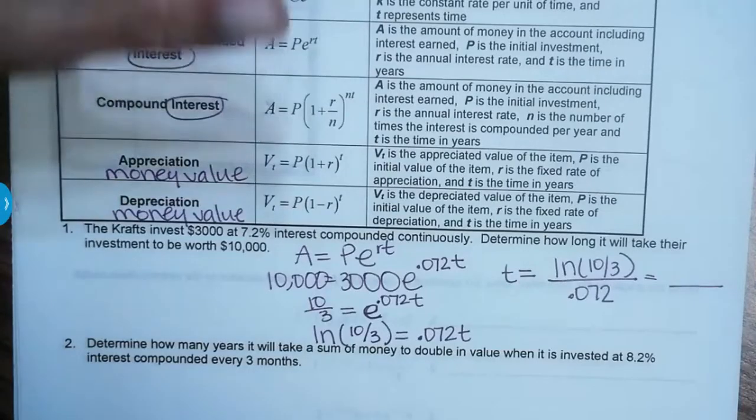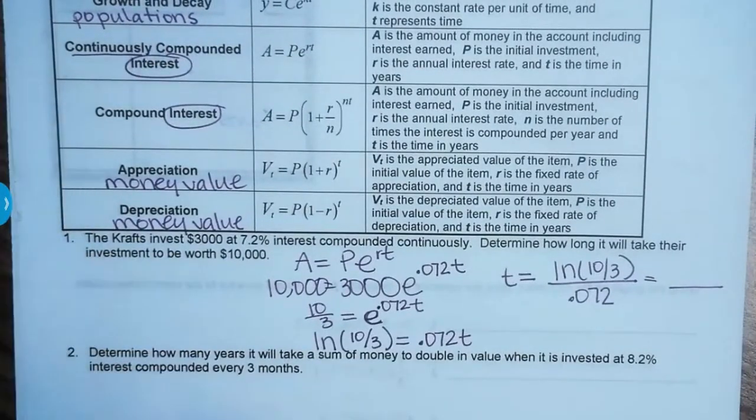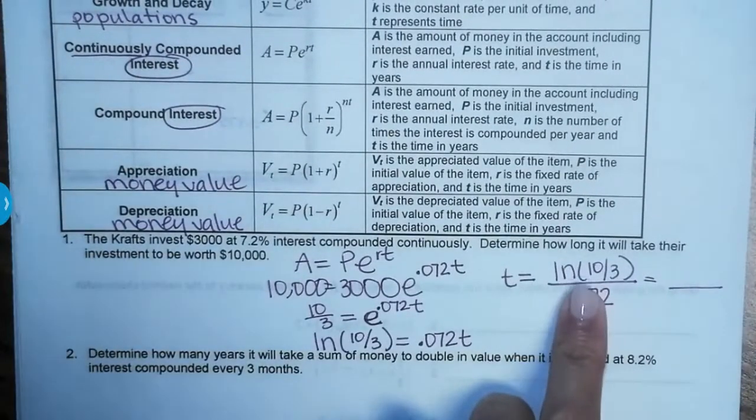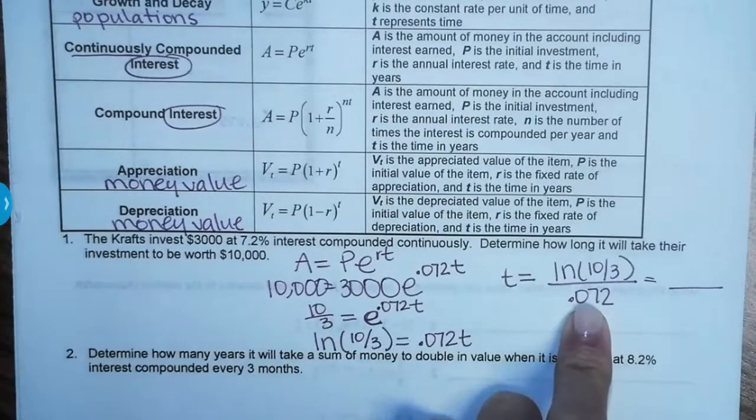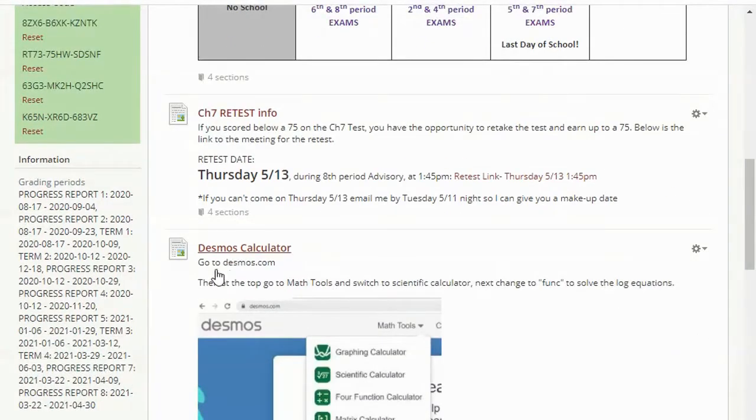Okay, so hopefully the video is working now. All right, so number one, I need to show you how to type this into the calculator. If you have your own graphing calculator, obviously just do it by yourself. But if not, you can use the online calculator at desmos.com. You need to go to desmos.com. At the top where it says math tools, we need to switch to a scientific calculator.